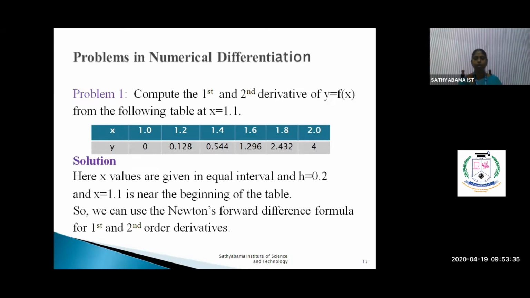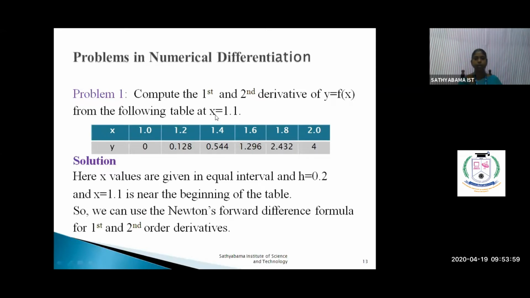So definitely I can use any one of the forward or backward formulas to find the derivatives. Now, what we are asked in the question is the first order and the second order derivatives. Then what is your x? Whether it is near the beginning or exactly x naught, or near the end or exactly x n, that we have to check.